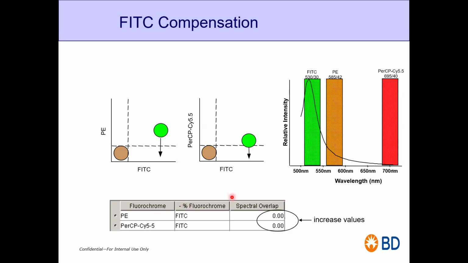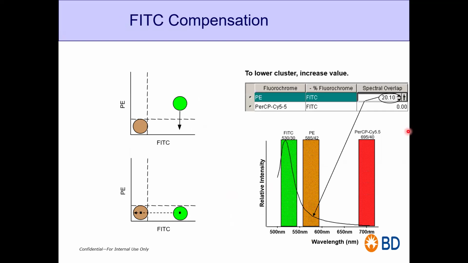Okay, so what's happened now? Once we give the value here, basically they are removing the PE signal from your FITC. Now, previously it was showing something like this. After compensation, we remove the unwanted PE signal in FITC, and now we got our pure FITC signal back. So we remove this thing.